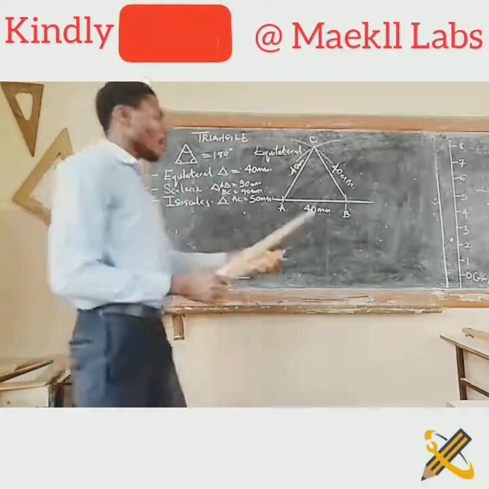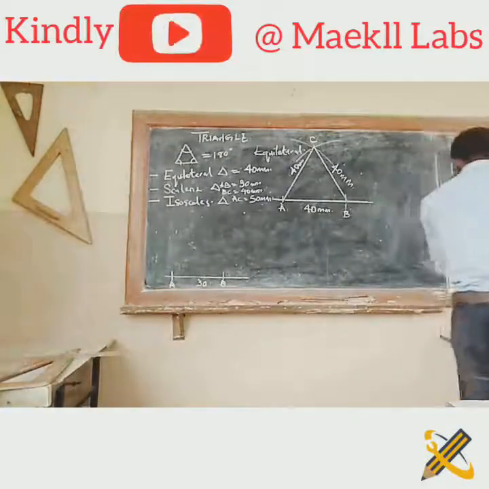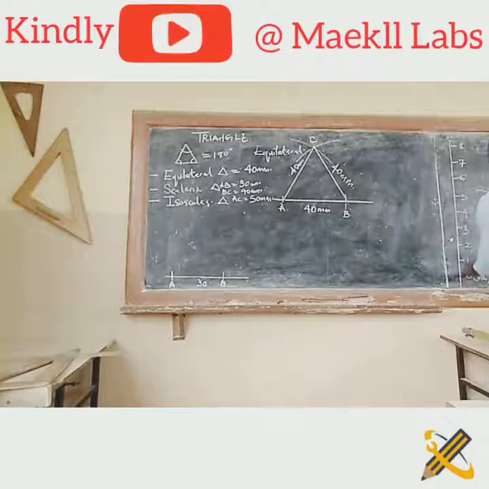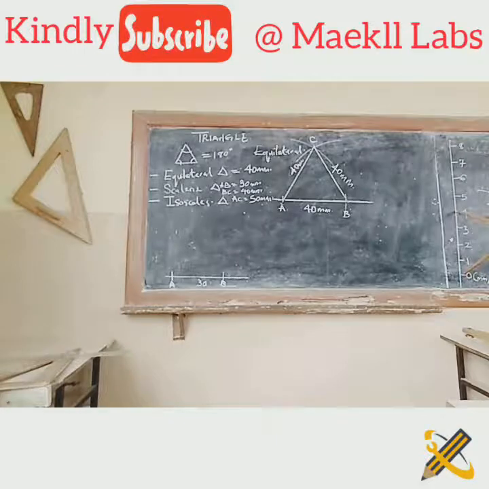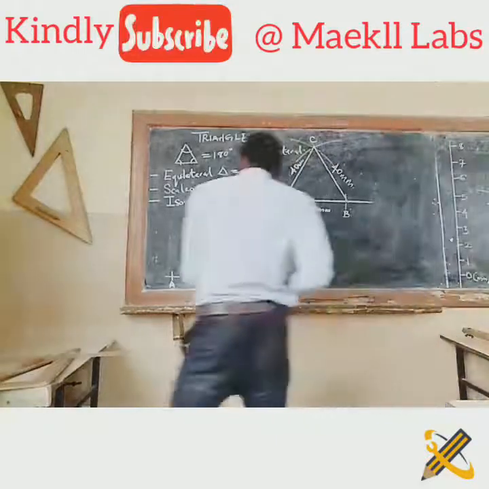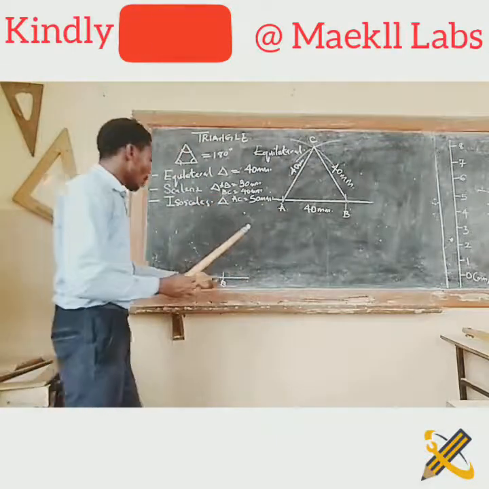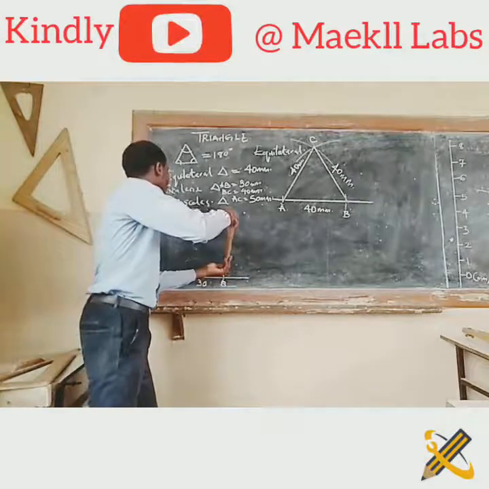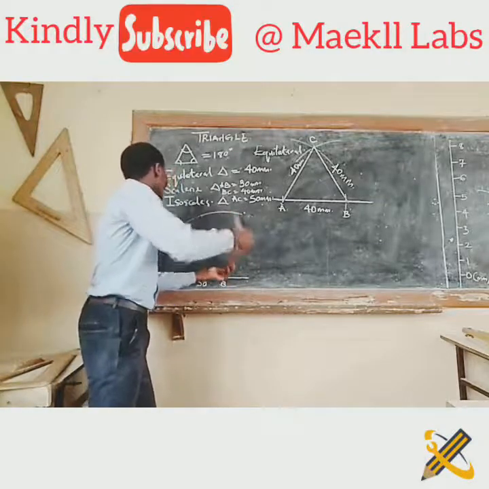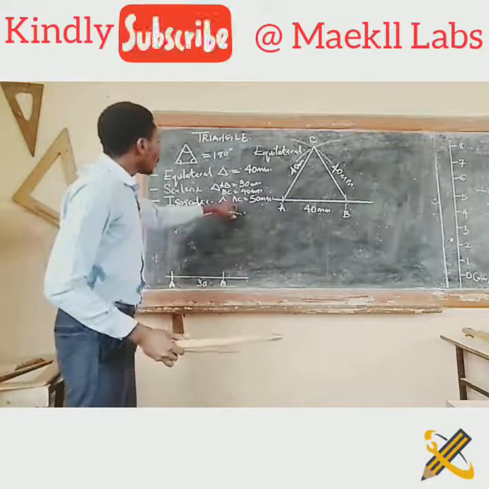Alright. So my BC is 40. So I'm going to come down to my ruler also. BC is 40. Can you see? So that's my 40. So I'm going to pick my B, placing it on point B, and I'm going to strike an arc. Can you see?